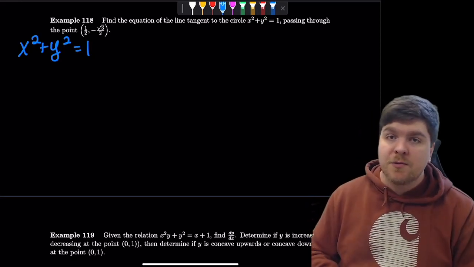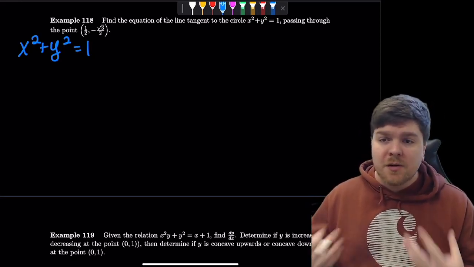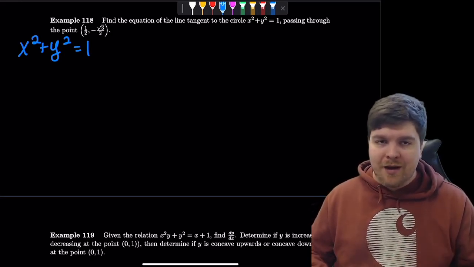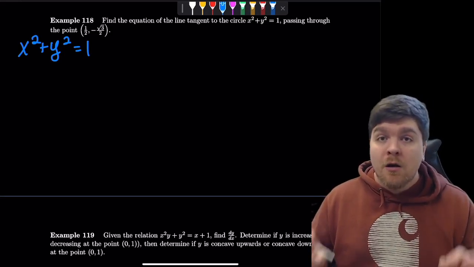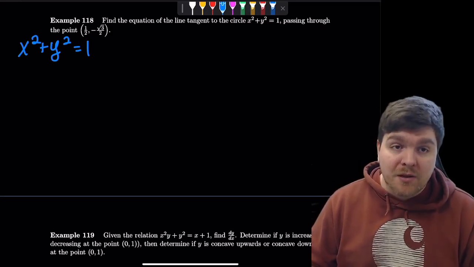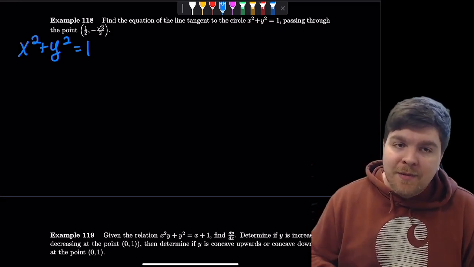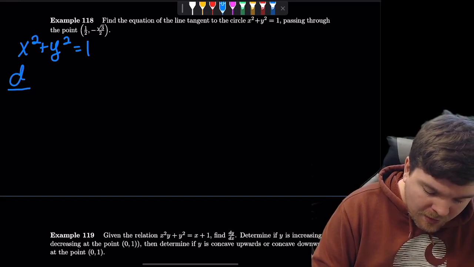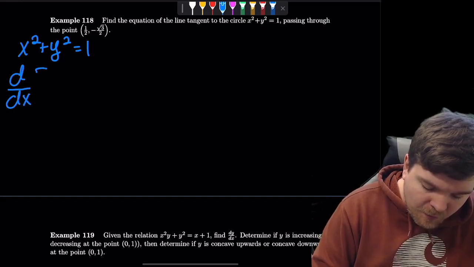Now, we could use some algebra and try to solve for y and figure out which y values will give us an x value of 1/2 and a y value of negative root 3 over 2. Or we could use this technique that we talked a little bit about last week called implicit differentiation. The idea behind implicit differentiation is that we're going to take the derivative of both sides of this equation with respect to x.